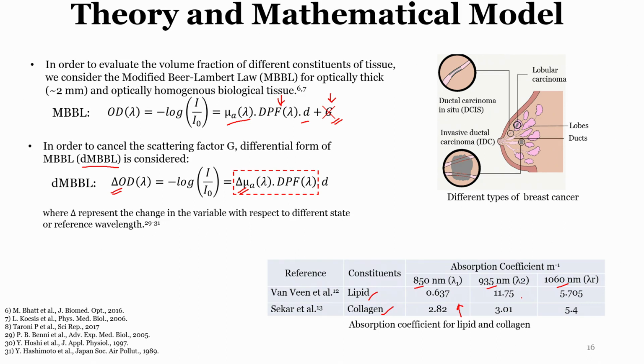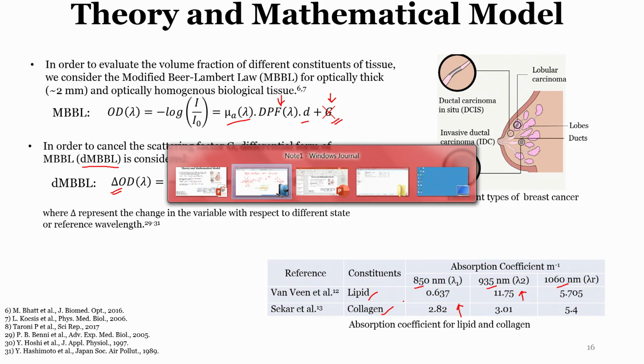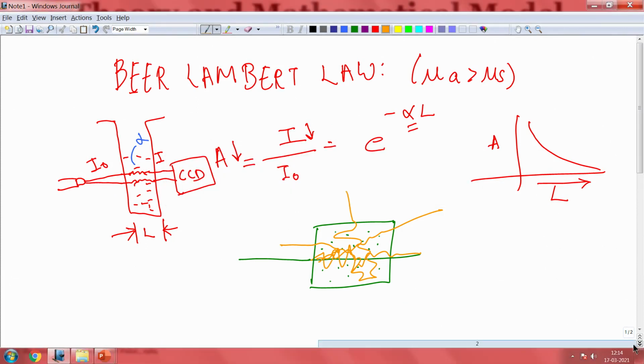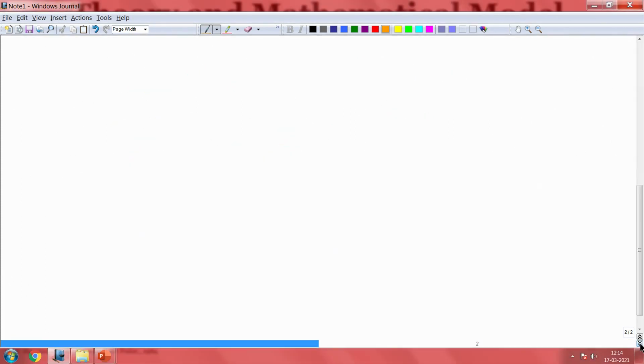In the case of 935, you can see that the absorption coefficient of the lipid is more as compared to the collagen. So, based on this we can actually quantify the constituents of the tissue, or the composition of the constituents of the tissue. For example, how much is the collagen and how much is the lipid. So, if I go to my screen over here, again we have the same tissue.